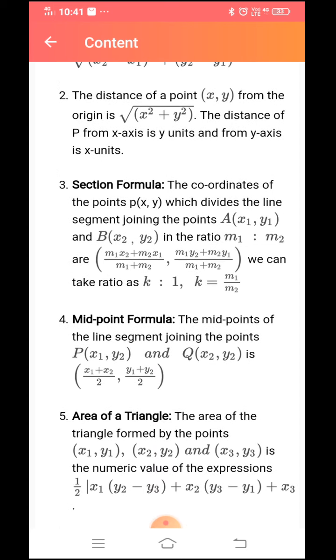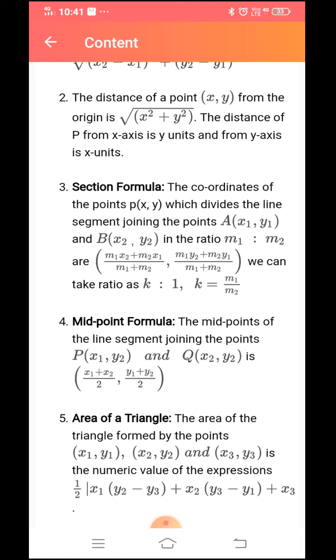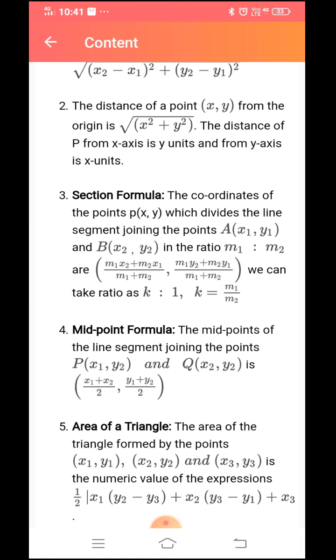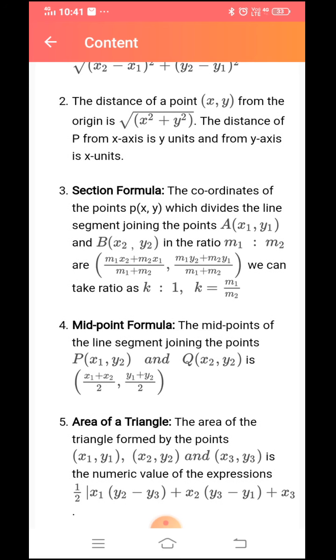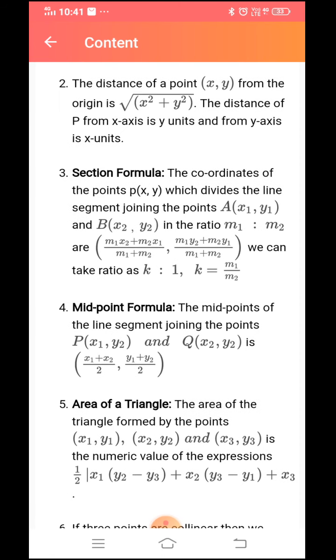Suppose AB is a line segment, and P is another point which is dividing the line segment in a particular ratio. Sometimes the dividing point may be the midpoint of the line segment. That time you have to use this second one. Look at the fourth point. This formula you have to use: (x1 plus x2) by 2, (y1 plus y2) by 2.